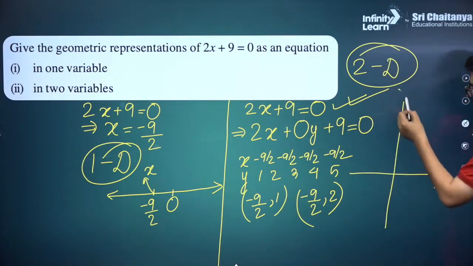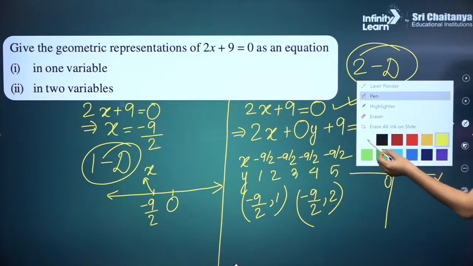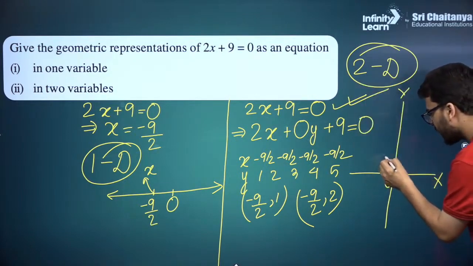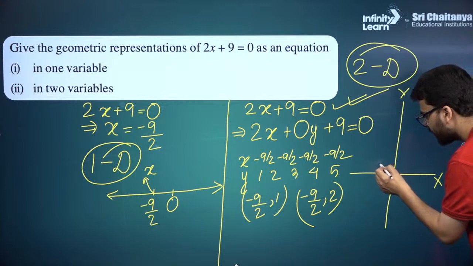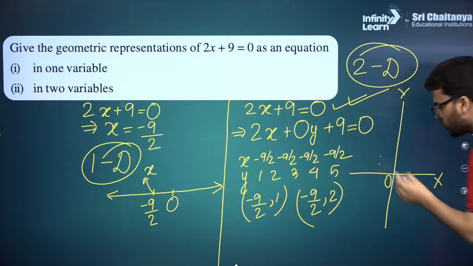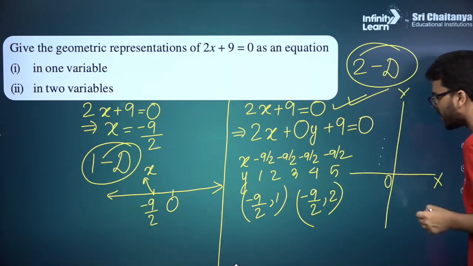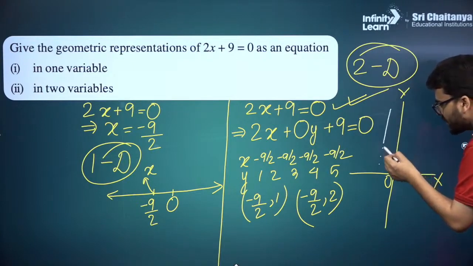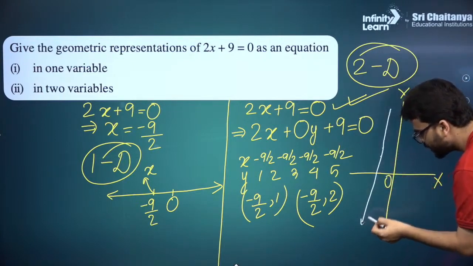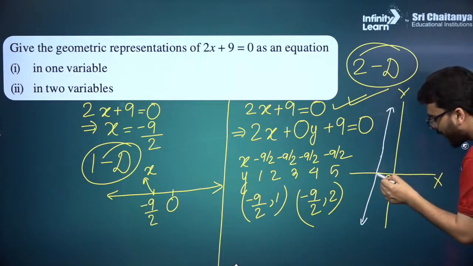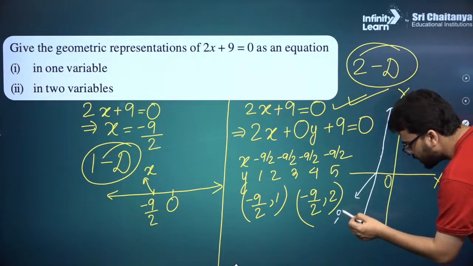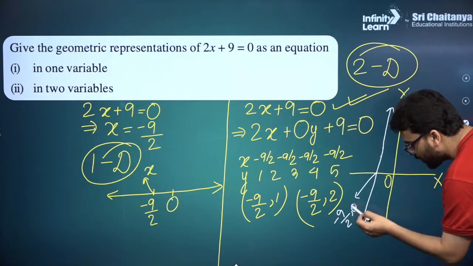This is the x-axis, the y-axis, and the origin. I'm just drawing in rough, guys. So basically, suppose I am taking minus 9 by 2 comma 1 will be somewhere over here, minus 9 by 2 comma 2, minus 9 by 2 comma 3, minus 9 by 2 comma 4, and so on. So what does it mean? Its graph will be like this or not? Tell me. And it will pass through the x-axis through the point minus 9 by 2 comma 0.